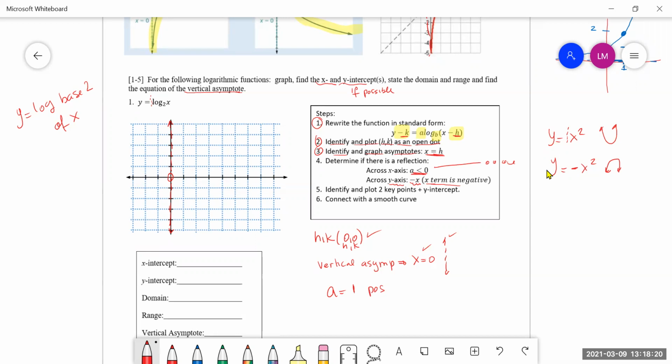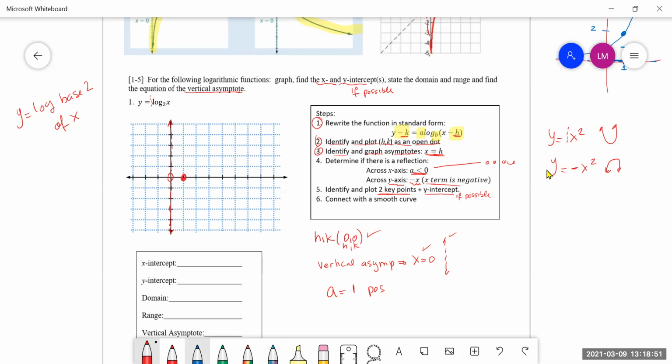Identify and plot 2 key points plus the y-intercept. I'm going to say if possible, because sometimes it's not possible. Okay, because it's right on the top of the asymptote. The asymptote is on the top of the y-axis. So we're going to identify and plot 2 key points. Remember the pattern. We move 1 to the right. We used to go up for exponentials. So we move 1 to the right. It's our first point. We come back to h and k.